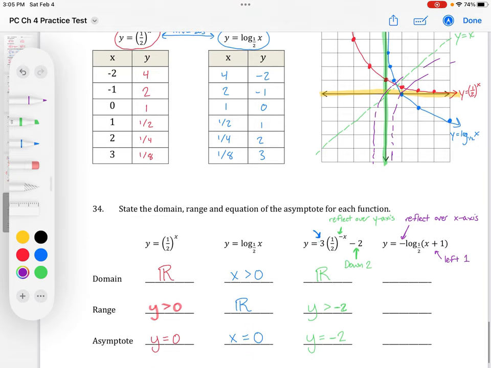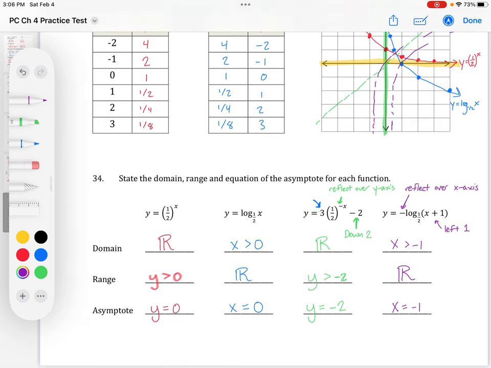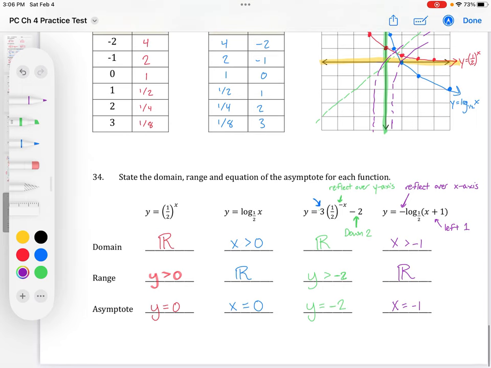Okay, so now your new asymptote is going to be x equals -1, which means your domain is now going to be all the x's greater than -1. All right, so it's still going to the right, which is why it's still greater than, and then your range, of course, is all reals.